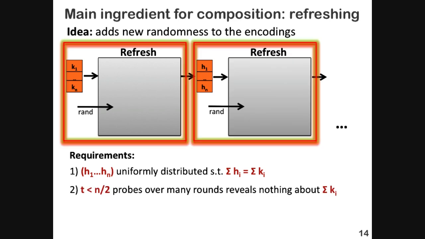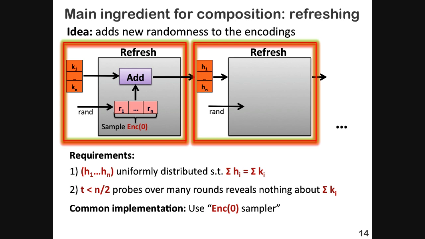And we will use the randomness such that this encoding will be independent of this encoding. The second requirement is the security requirement. So we want that when we allow the adversary, in each of these executions of the refreshing, to place T probes, where T has to be smaller than n/2, he should not learn anything about the secret K that was encoded here. So why n/2? Because we can probe some fraction of the output encoding, and then some other fraction of the shares we could learn here. So if T were equal to n/2, then we could again learn the entire encoding and recover the secret. So that's why we need T smaller than n/2.